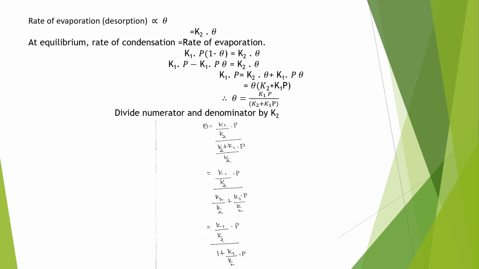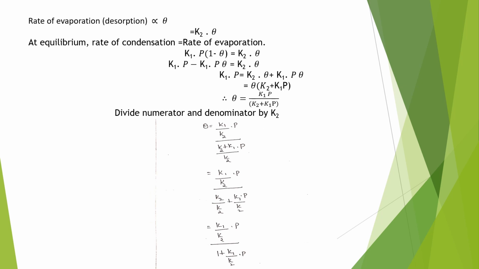So why I have written like this? Because look at the above step. It is equal to K2 into theta plus K1 into P into theta. So in both the terms, theta is common. Therefore, it is taken common out. It is equal to theta into (K2 plus K1 into P). Therefore, theta is equal to K1 into P divided by (K2 plus K1 into P).